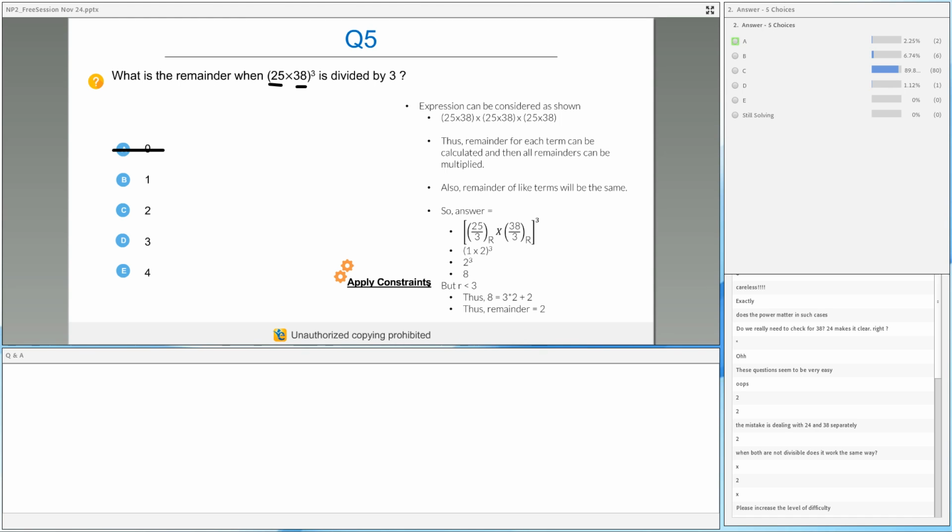I hope now you understand why the answer cannot be A. Now let's talk about the other options. There's one more thing I want you to keep in mind: once you find out the remainder, that does not itself give you the answer, especially when the remainder is not 0.